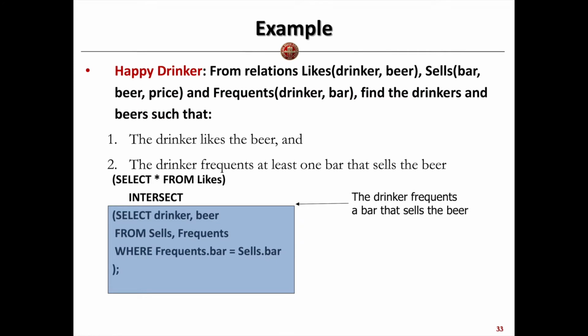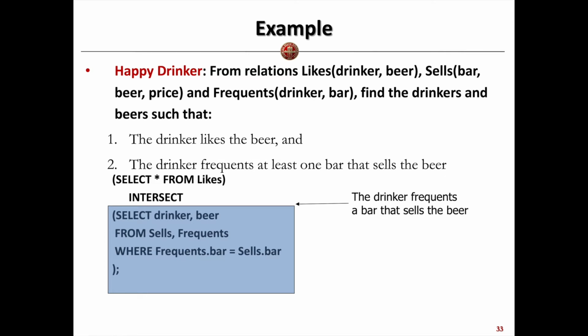In this page, we show you with an example. We want to find the happy drinkers. So from the relation likes (drinker, beer), the sales table (bar, beer, price), and the frequency table (drinker, bar), which denotes that the drinker goes to this bar very often, please find the drinkers and the beers such that the drinker likes the beer, and the drinker frequents at least one bar that sells the beer.